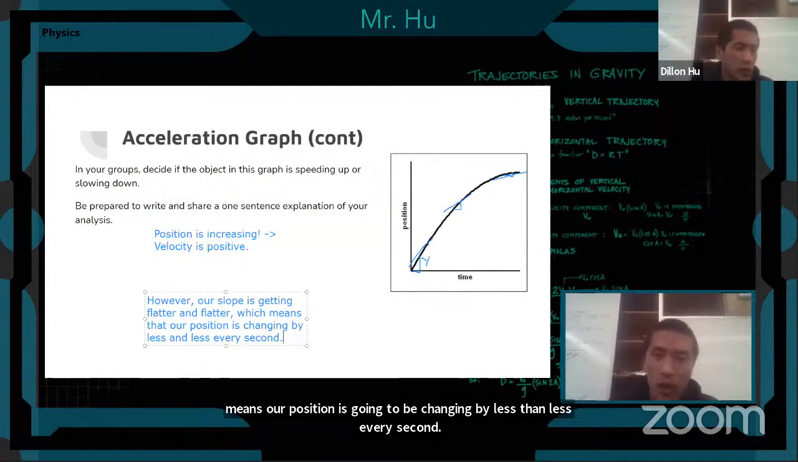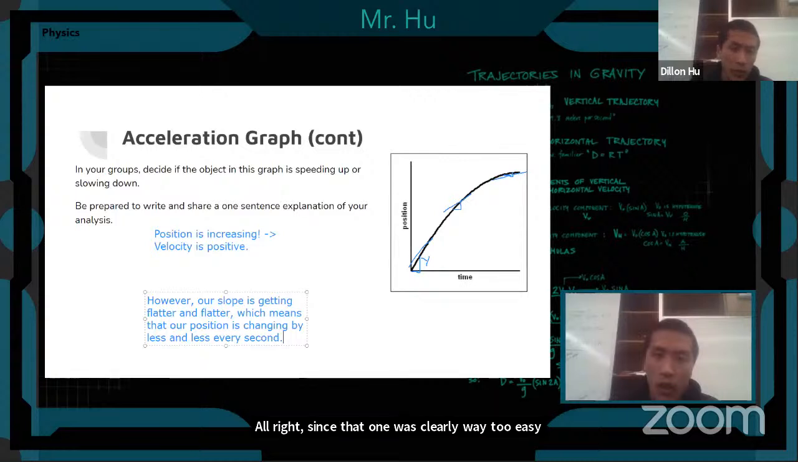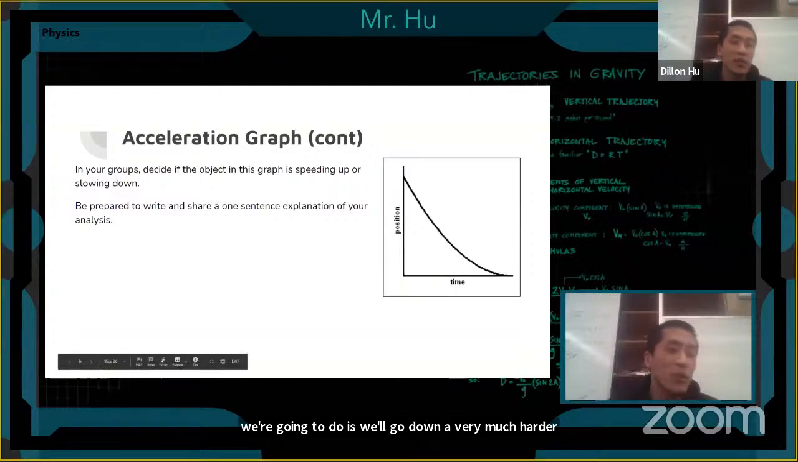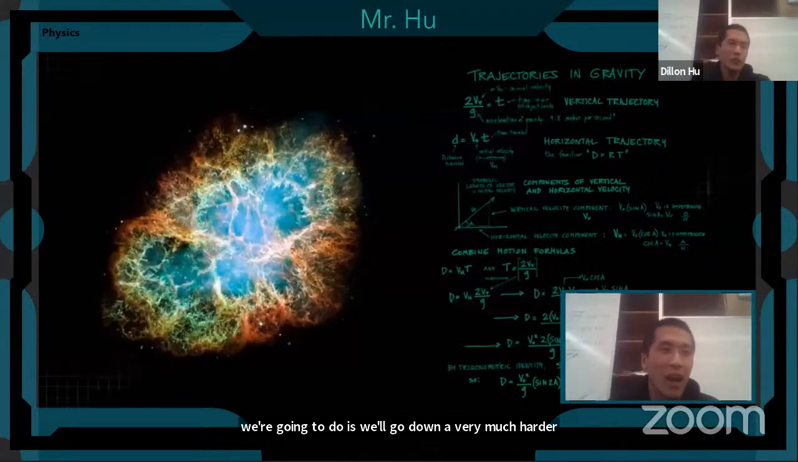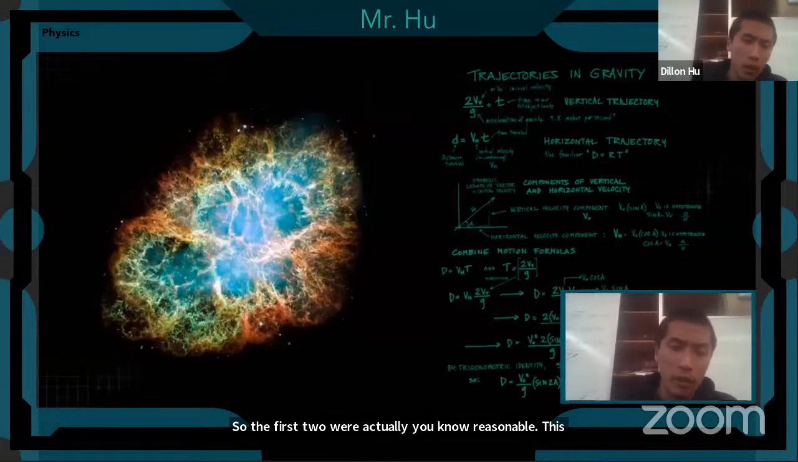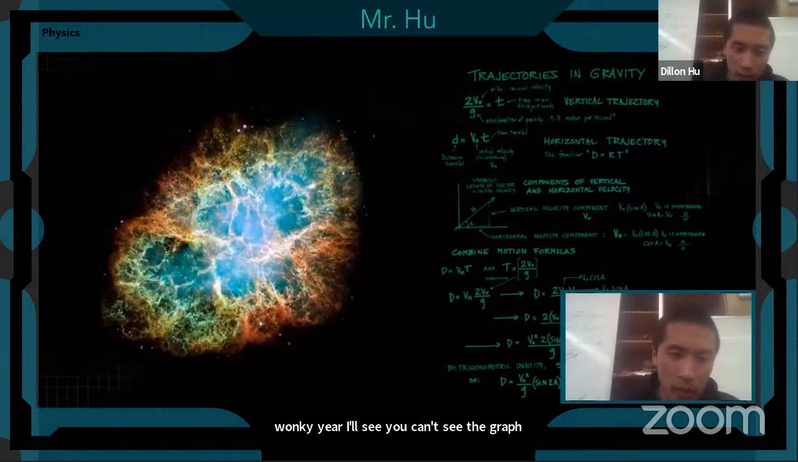All right, since that one was clearly way too easy, we're going to go to a much harder one. That's right, much harder. Wow, this one's a lot harder. So the first two were actually reasonable. This one I think is a lot harder and a lot wonkier. Also, you can't see the graph. That's great.